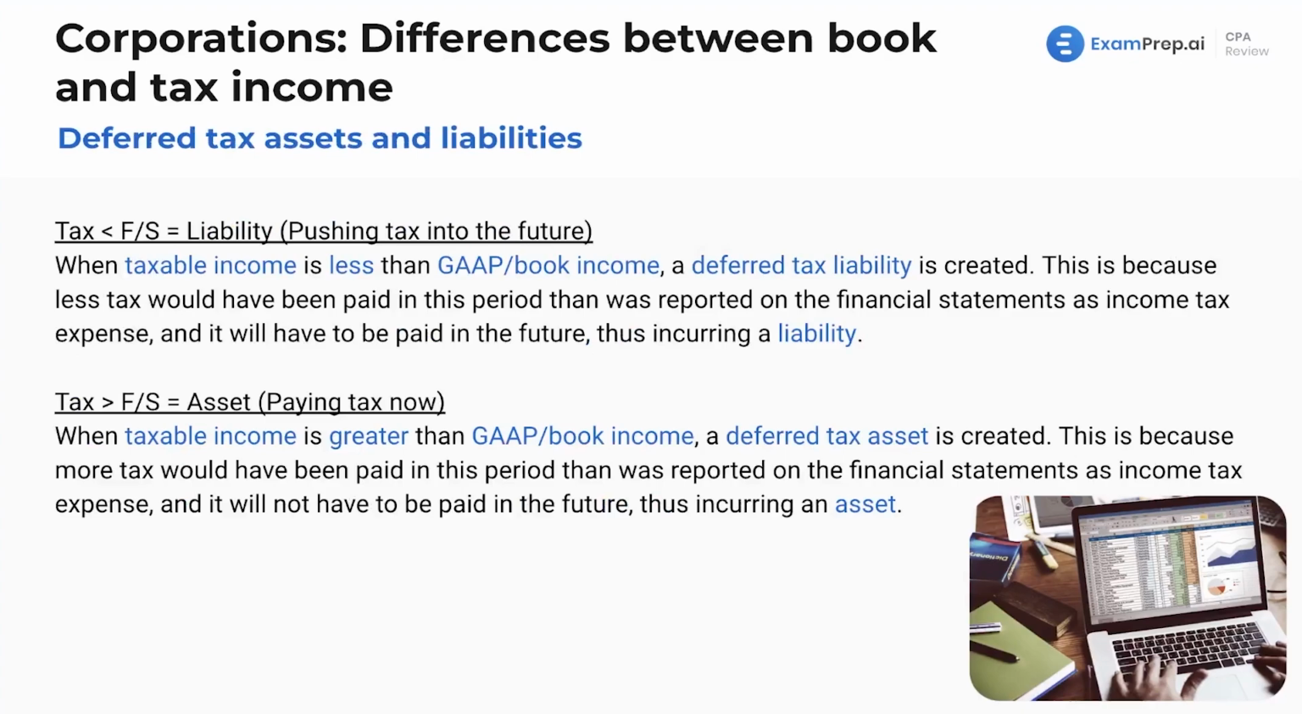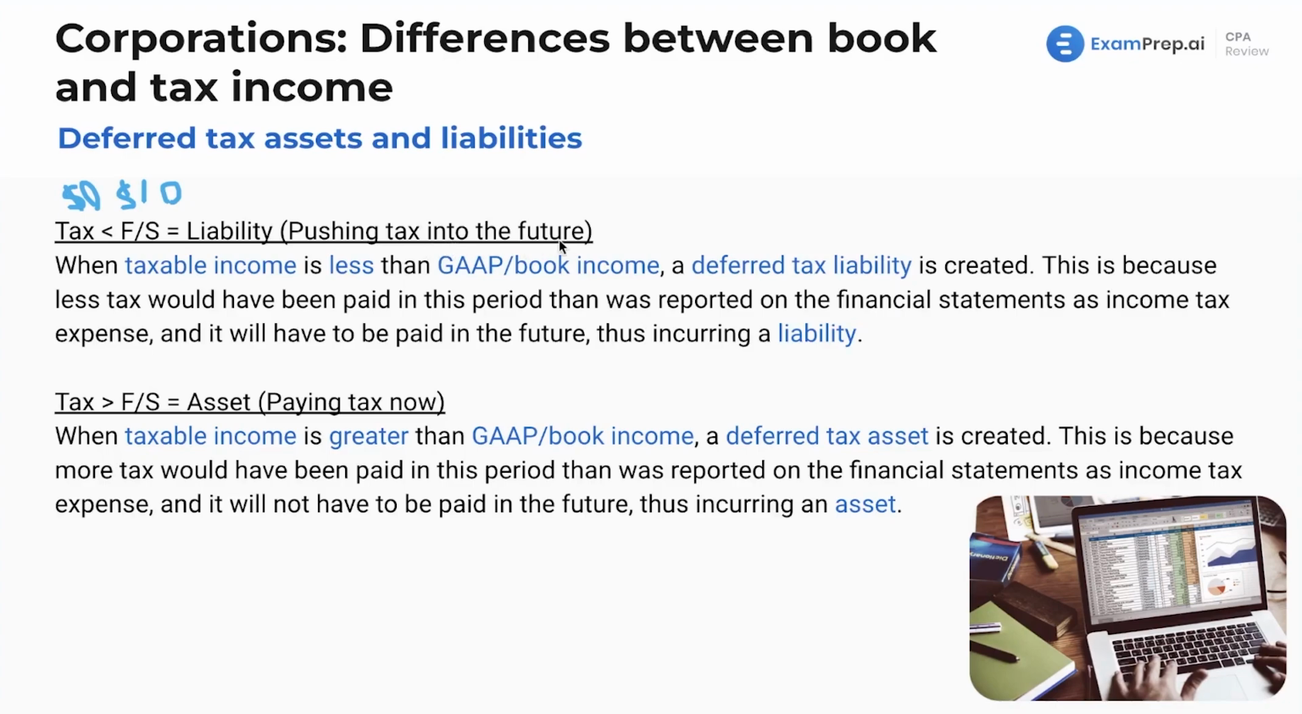Here is a great slide. I would definitely just memorize. It's wonderful to know. When the tax income is less than financial statement or book income, that's going to create a liability. And let's just think about that for a second. Why? Well, because it's like we've just done a million times. If we've got an extra $10,000 of financial statement income, we pay tax on that now, or we didn't actually pay tax on it, right? Because we said we pay tax on the financials, but we didn't actually. We didn't pay tax on that. We're going to have a liability.